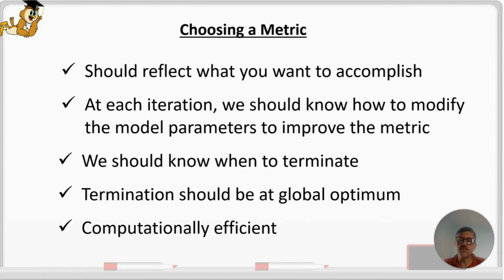And finally, computationally efficient. Computationally efficient is like a practical consideration. The amount of computational resources or the time taken to do your calculations should not be excessive. It should be reasonable, it should be efficient, and the metric should be such that you arrive at your answers reasonably quickly. So these are certain guidelines that you need to keep in mind when choosing a metric, especially when you solve the practical problems that you will run into.